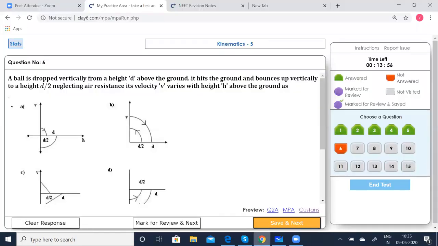Now you can see that the graph between h and v will be a parabola. You can as well see here, look into the graphs clearly now. The graph between h and v is going to be a parabola. Now, at h equal to D, he says, so h is equal to D. And at h equal to D, it is the maximum height, so the velocity is going to be 0.